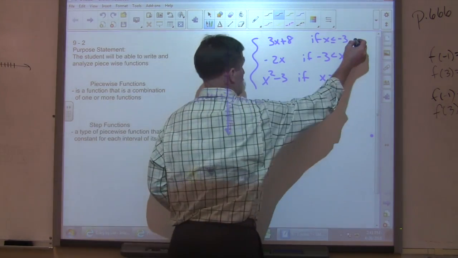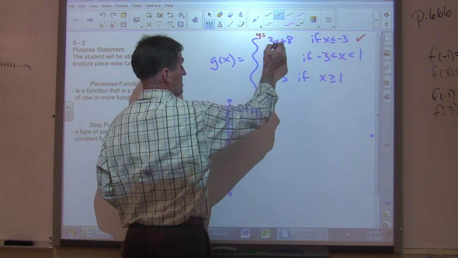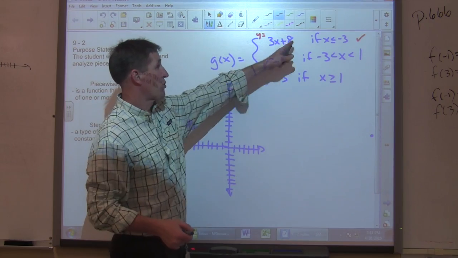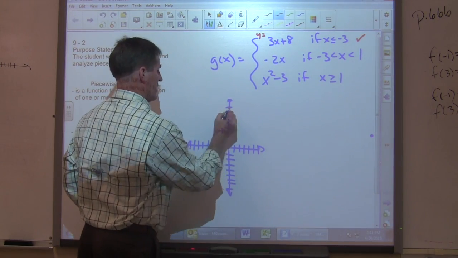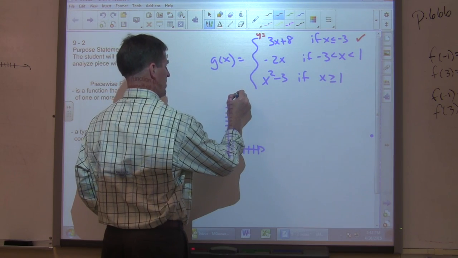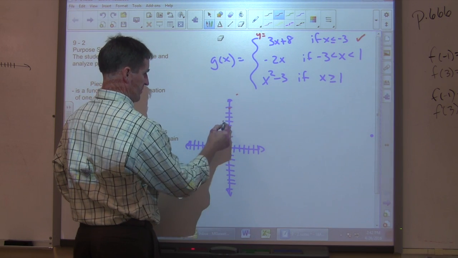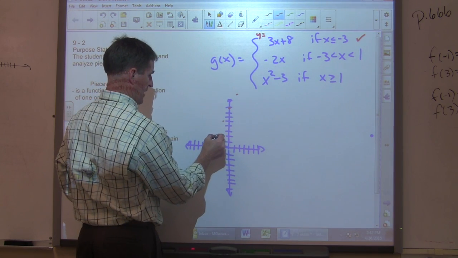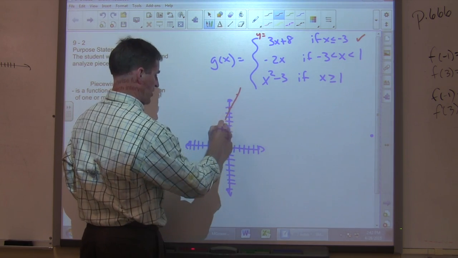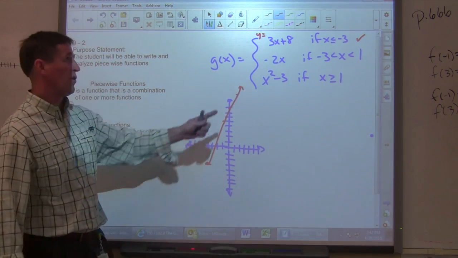So let's take this first one. Well, remember, this is really your y equals 3x plus 8. So it's in slope-intercept form. So this crosses at 8 and has a slope of 3. So that would be up 3 over 1. Or you could go down 3, left 1. Down 3, left 1. Down 3, left 1. So this graph would look something like that. That would be the whole graph.